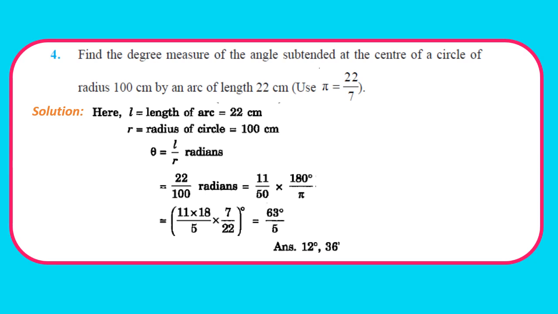So this will give 63 degree upon 5, and I have told you that we cannot leave them as a fraction, so we have to convert them into degree, minute, and if seconds are there then also seconds. So this 63 degree upon 5 is equal to what? 12 degree 36 minutes. Clear? So pause and note down the solution.